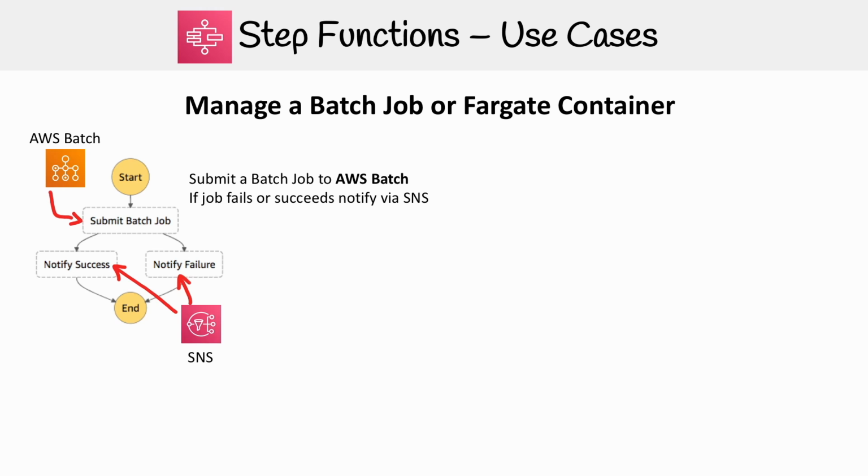And so on the left-hand side here, we have a state machine defined in step functions, and the idea is that you submit a batch job to AWS Batch. If the job fails or succeeds, it notifies via SNS, and then it ends. Okay, so there isn't a whole lot of logic here, but it's a great way to keep track of the status of a job to see whether it's failed or succeeded. And you can kind of see an idea of where these services are being used.